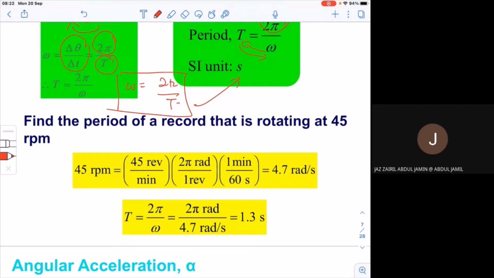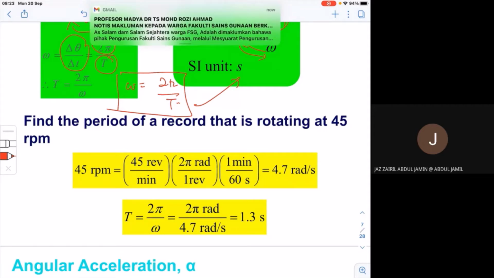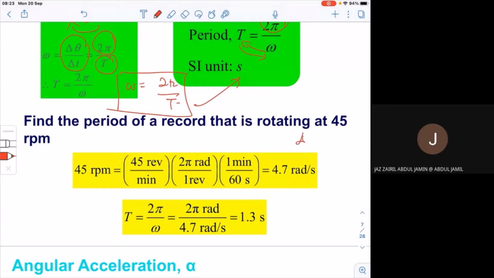Okay, so in this case, find the period of a record that is rotating 45 rounds per minute. Sometimes we can get 45 revolutions per minute. One revolution is 2 pi rad, so you can cancel out minute with minute, and you will get 4.7 radian per second.